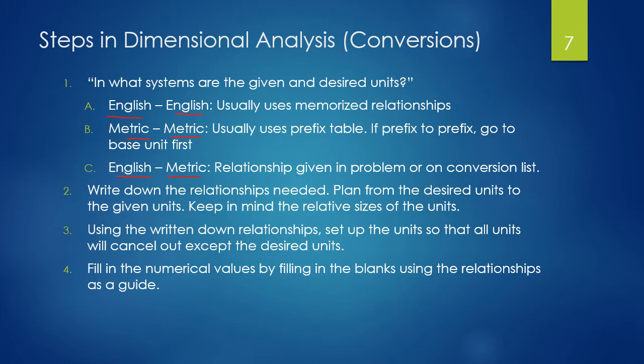Next, write down the relationships needed. So what conversion factors are going to help you get from one to another? Write those down off to the side so that you have them ready and can put them into your railroad tracks as you go.